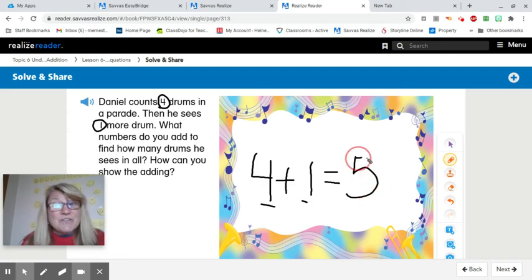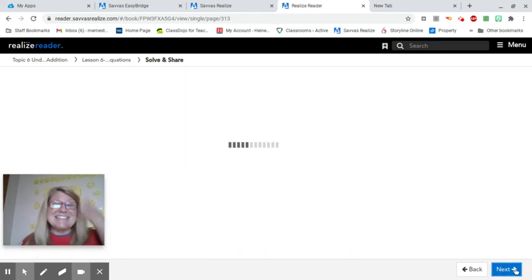If you're not sure if that's correct, go ahead and make 4 circles, 1 circle, and see if you have 5 altogether. Good work, kindergartners. That's when you're really using your noggin to think. I like that.